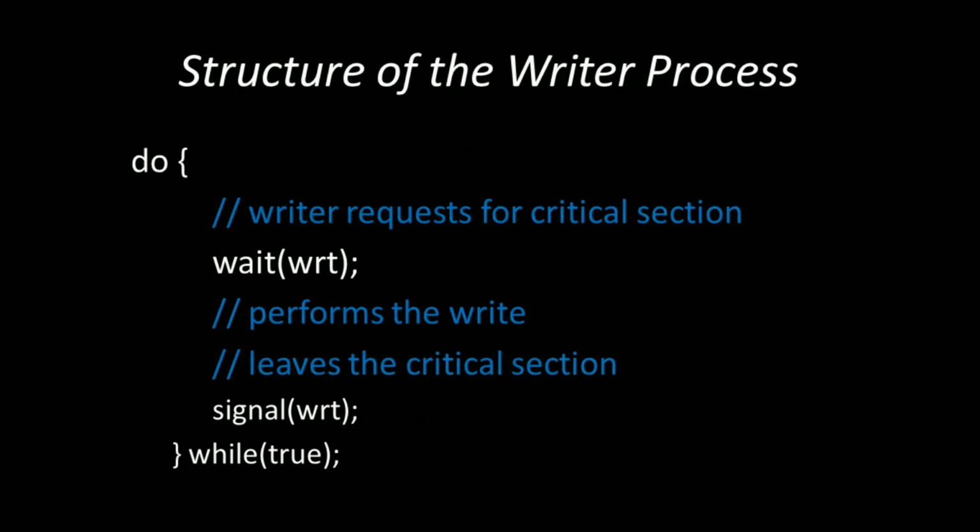Now see the writer process. Writer requires the entry to the critical section. Then if allowed, that is, wait gives a true value, it enters and performs the write. If not allowed, then it keeps on waiting, and then he leaves the critical section.